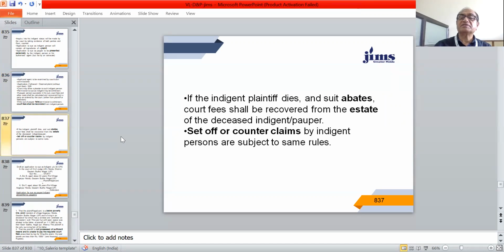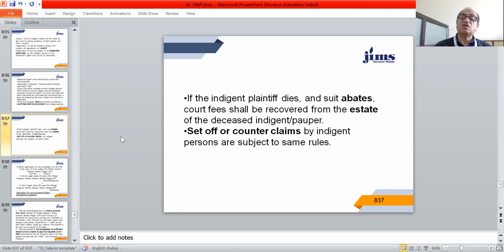And if the indigent person, that is a plaintiff who was allowed to file the suit without payment of court fee, dies and suit abates, then dear students, the court fees shall be recoverable from the estate of the deceased indigent or pauper. See how the law is strict.